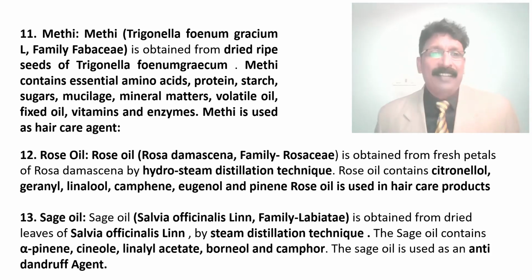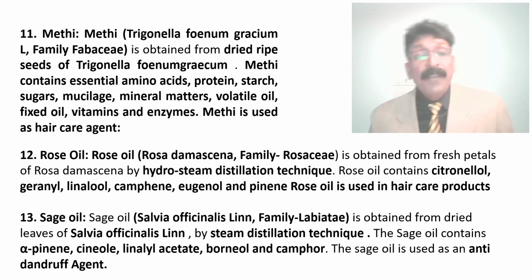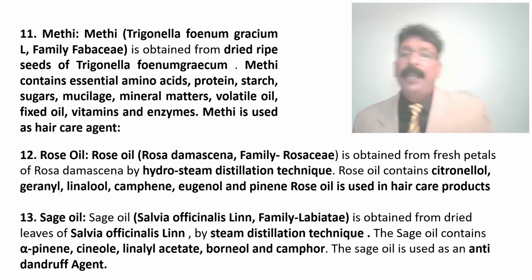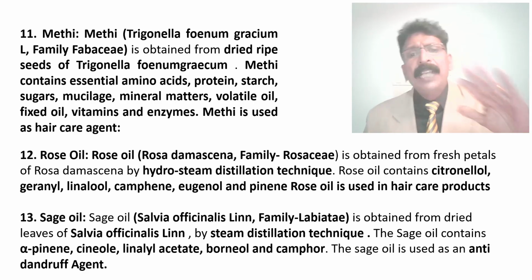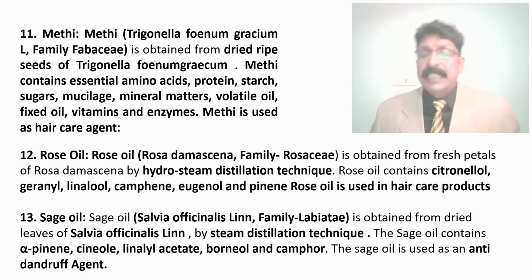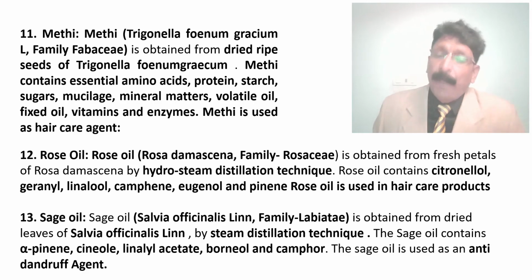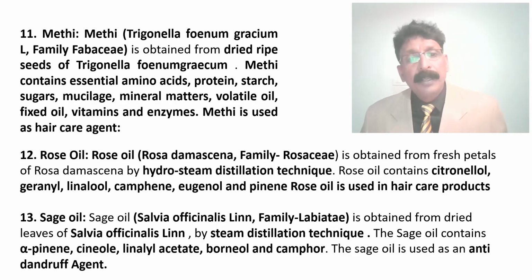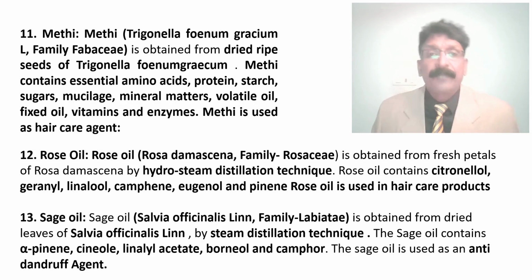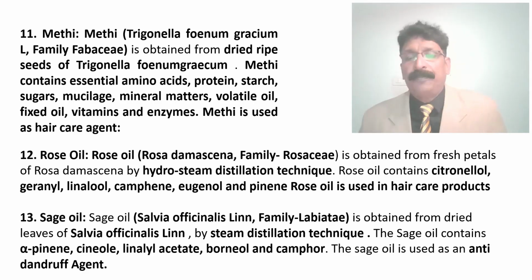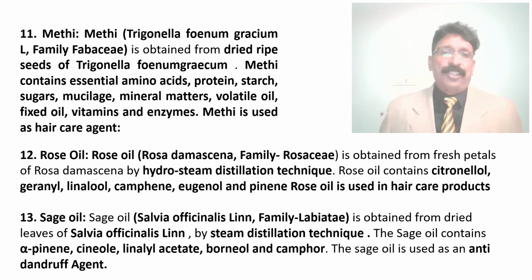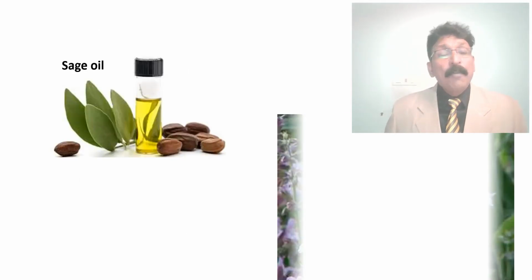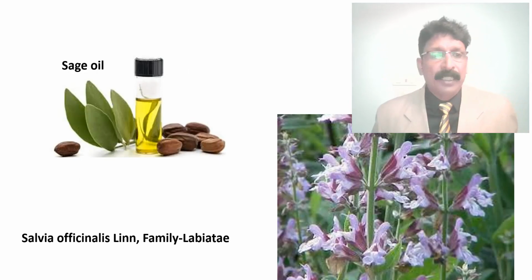Sage oil, Salvia officinalis Linn, family Labiatae, is obtained from dried leaves of Salvia officinalis Linn by steam distillation technique. The sage oil contains alpha-pinene, cineol, linalyl acetate, borneol and camphor. Sage oil is used as an anti-dandruff agent. So this is about sage oil. These are the flowers of Salvia officinalis Linn, family Labiatae.